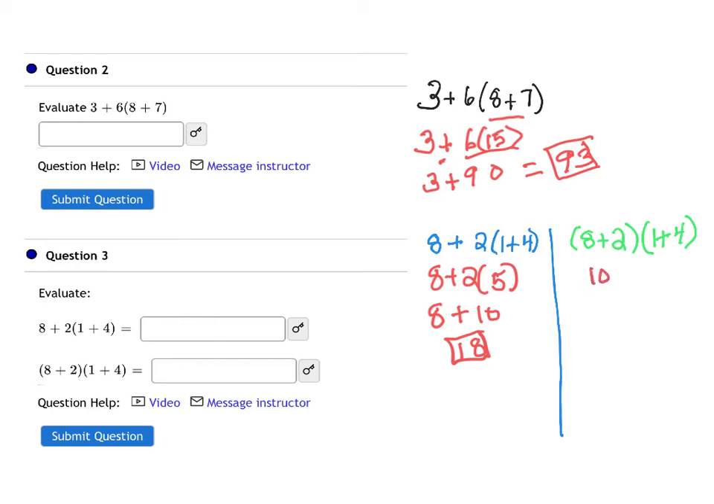Notice that set of parentheses is right beside the other set. There's not a plus or minus in between here. No plus or minus. So we're going to keep our answer in parentheses. And then 1 plus 4 is 5. Keep it in parentheses. Because this shows multiplication, you're multiplying the 2 sets in the parentheses. So 10 times 5 gives us a 50.